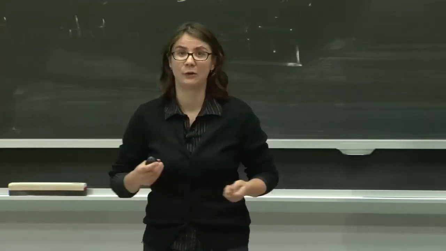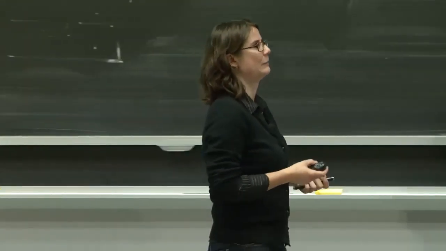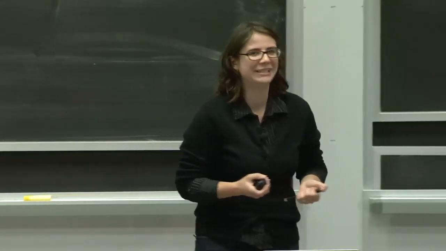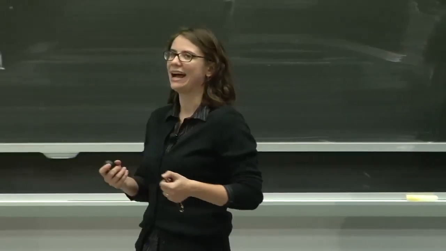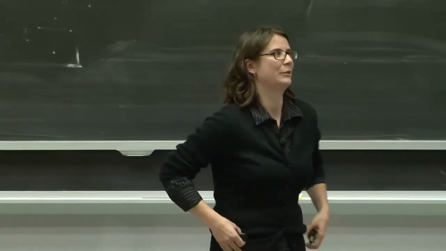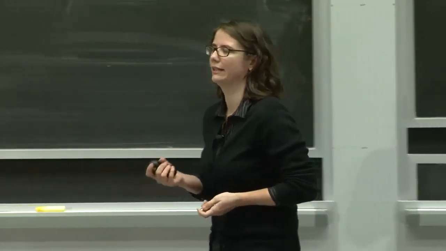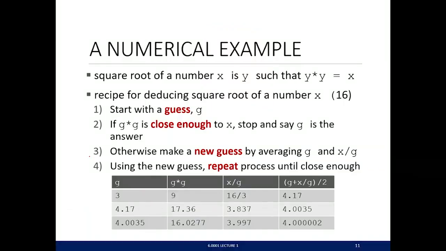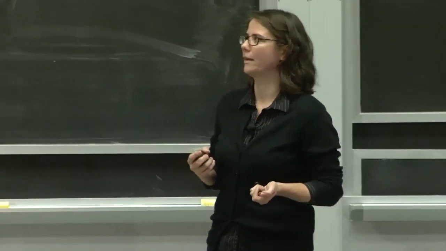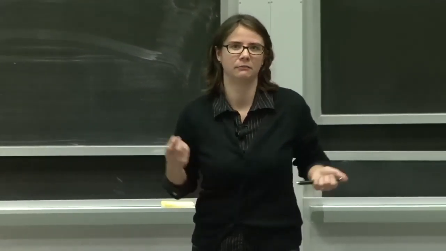Okay, so that was fun, but we're at MIT. We're MIT students, right? And we love numbers here at MIT, right? So here's a numerical example that shows the difference between declarative and imperative knowledge. An example of declarative knowledge is: the square root of a number x is y such that y times y is equal to x. That's just a statement of fact. It's true.